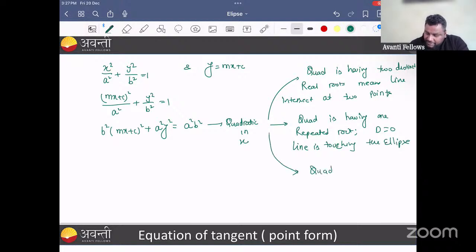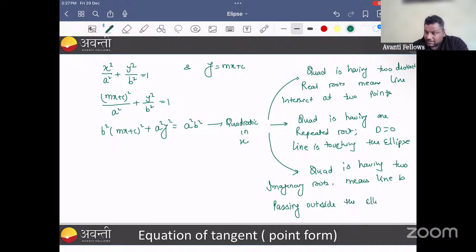And if this quadratic has two imaginary roots, the line is passing outside the ellipse. Am I clear? This is the same case I have also mentioned in the parabola.